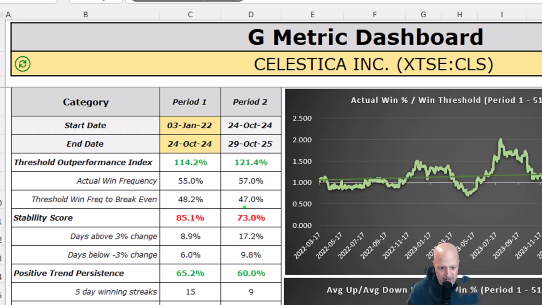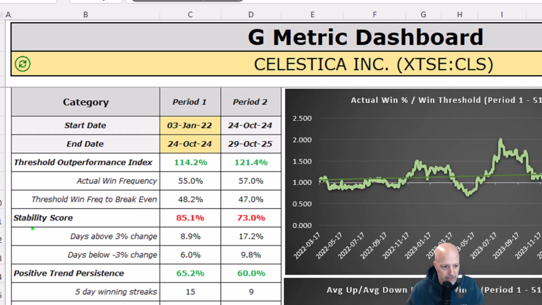We can see that it needs to win more than 47% of the time to go up in period 2. It's actually winning 57% of the time. And so the outperformance index is 121.4%. It is getting better for sure.